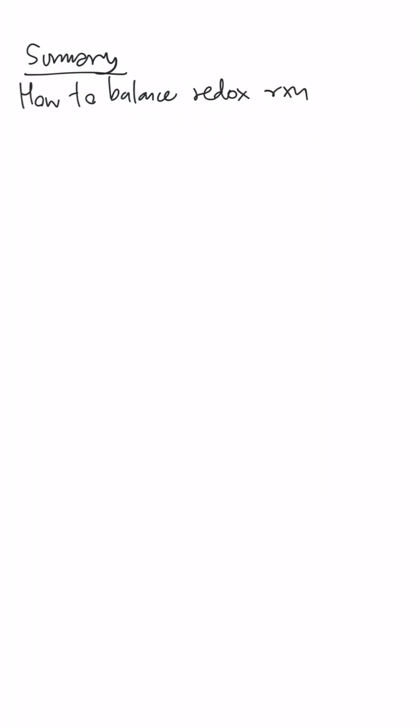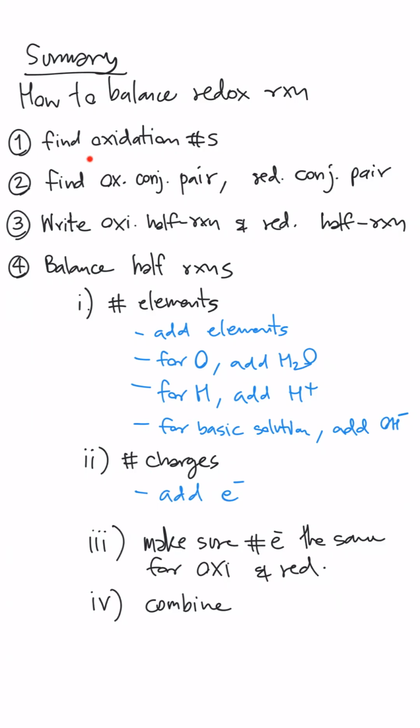Here is a brief summary of how to balance a redox reaction. You will first need to find the oxidation number for all the elements, and then determine which is the oxidation conjugate pair and which one is the reduction conjugate pair. Then you split them into half reactions. You write out the oxidation half reaction and also the reduction half reaction.